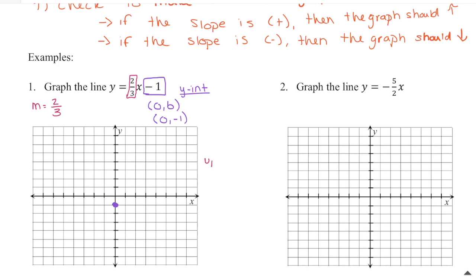Remember, I can go up 2, right 3, or down 2, left 3 when I have a positive slope. So up 2, right 1, 2, 3, up 2, right 1, 2, 3. And I can't go any more that way, so then I go back to my y-intercept, go down 1, 2, go over 1, 2, 3, and then down 2, left 1, 2, 3.